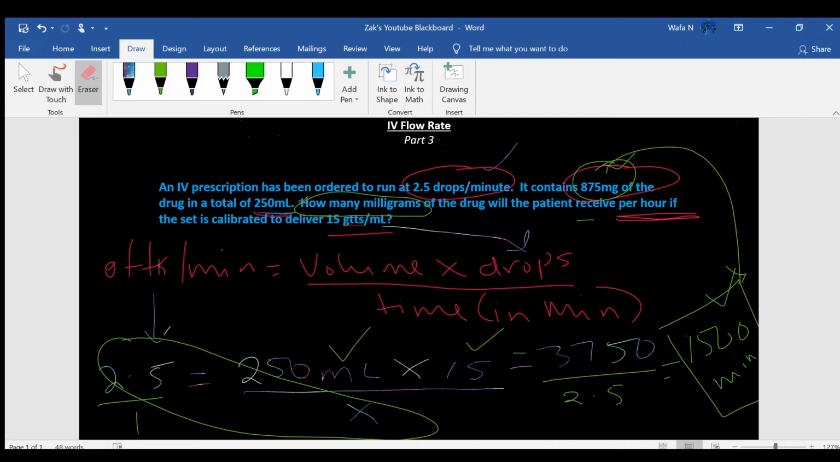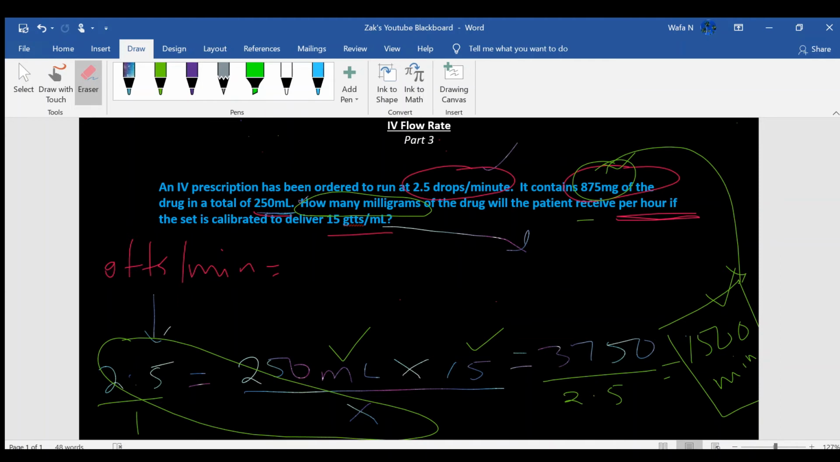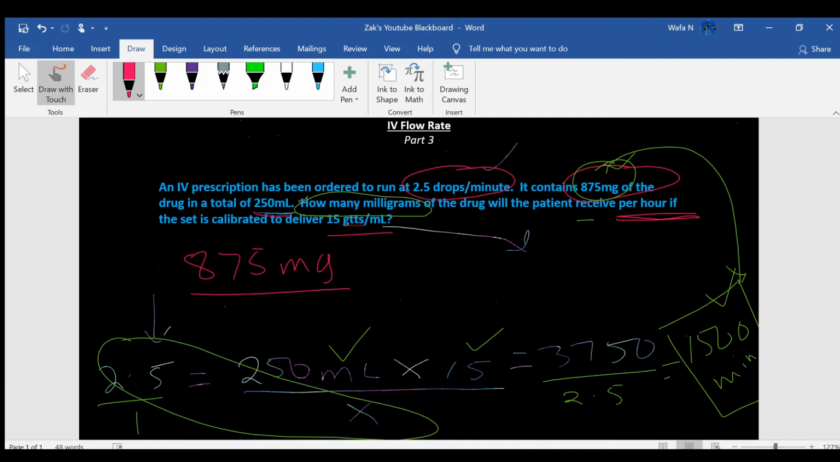So just for the sake of space, I'm going to erase this so that we can continue our problem. With that, we are going to bring the 875 over here. As I indicated earlier, we're going to use that in our second segment, and this is where we use it. So we are using it now: 875 over the 1,500 minutes that we got. So this is in minutes.